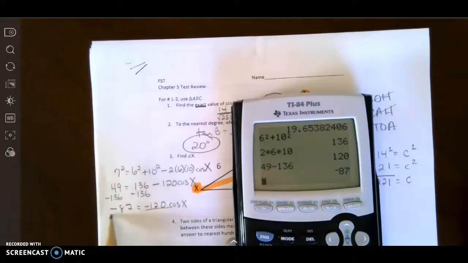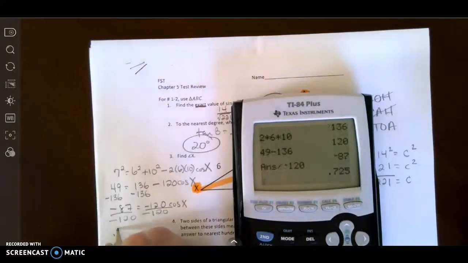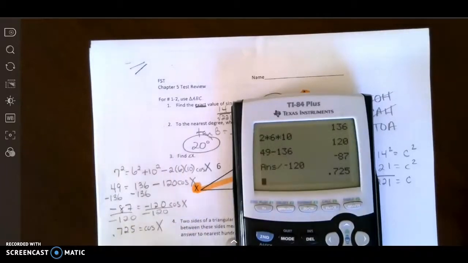I'm going to divide both sides by negative 120, and I get 0.725 equals the cosine of x. Take the inverse cosine of each side.